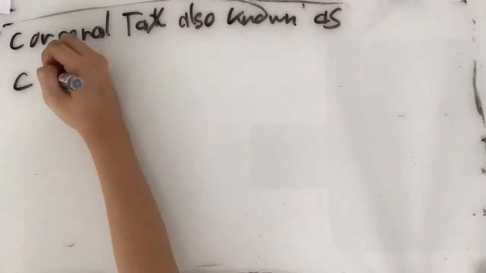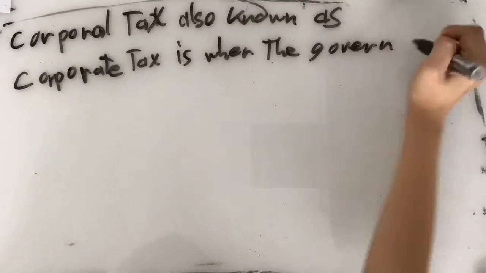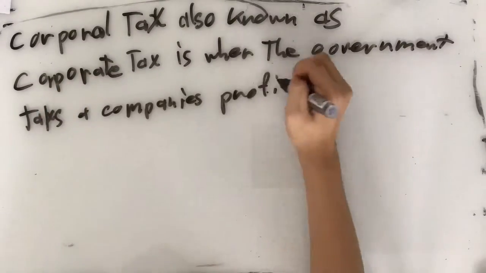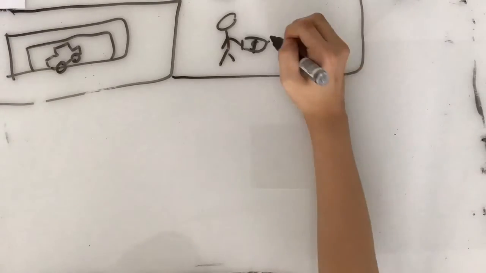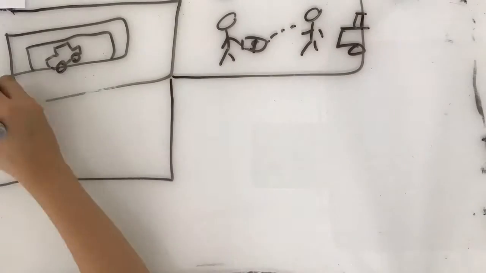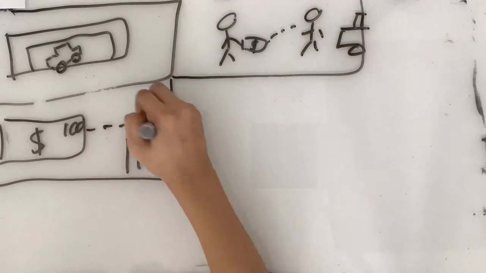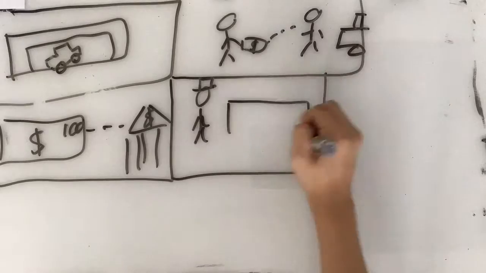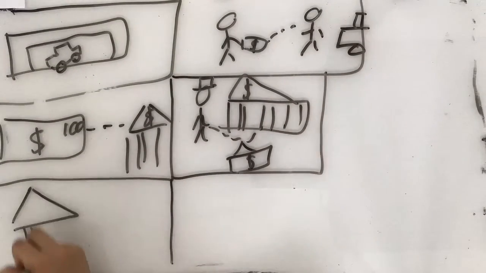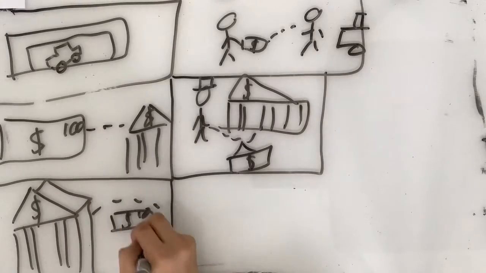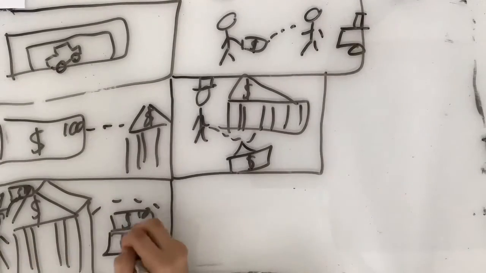Corporate tax is when the government takes the company's profit and takes part of it. There's a new business selling cars. This man made his first sale. This sale was for $100. The $100 is given to the bank, and the bank splits it and gives part of the earnings to the man in question and to the government.